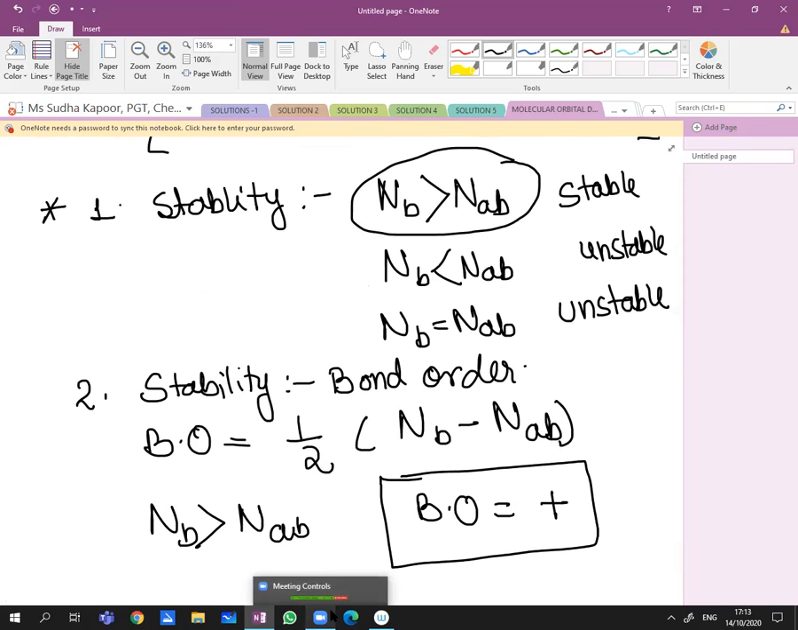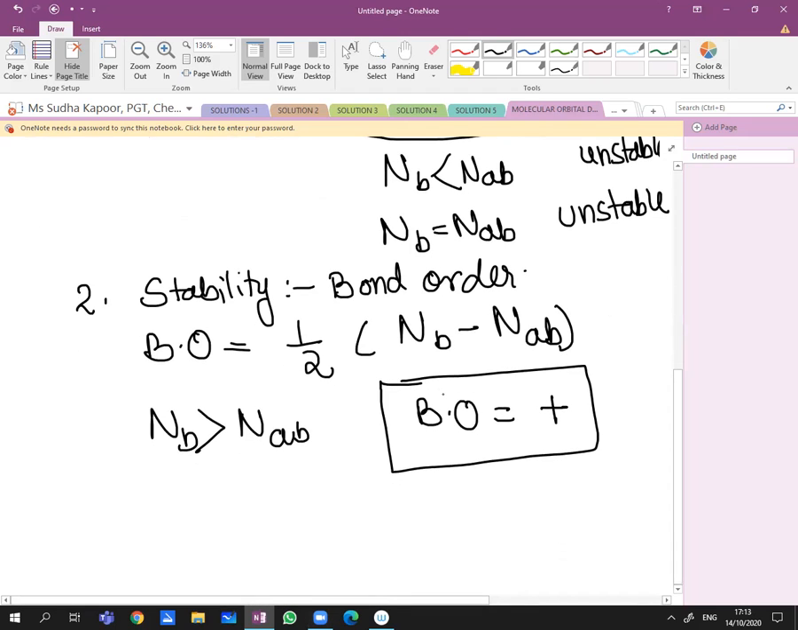The other thing here: whenever the bond order is 1, 2, or 3, we always say that it is a single bond, a double bond, and a triple bond respectively, as given in the classical concept.